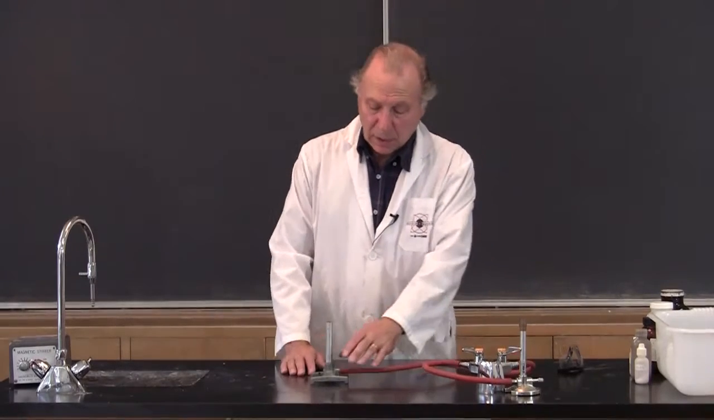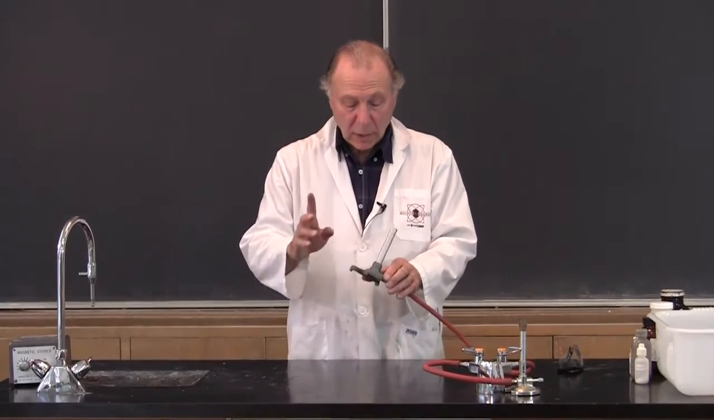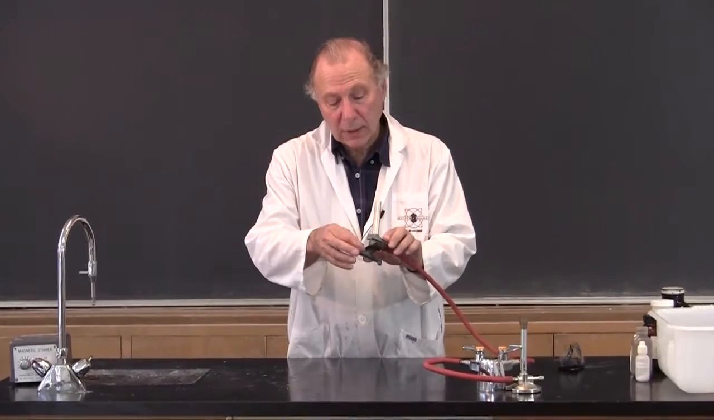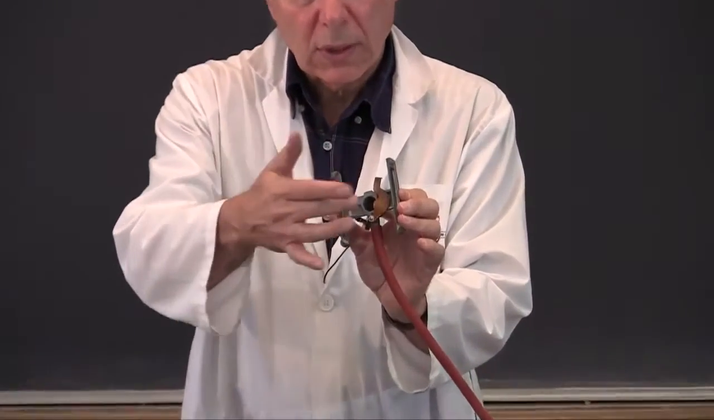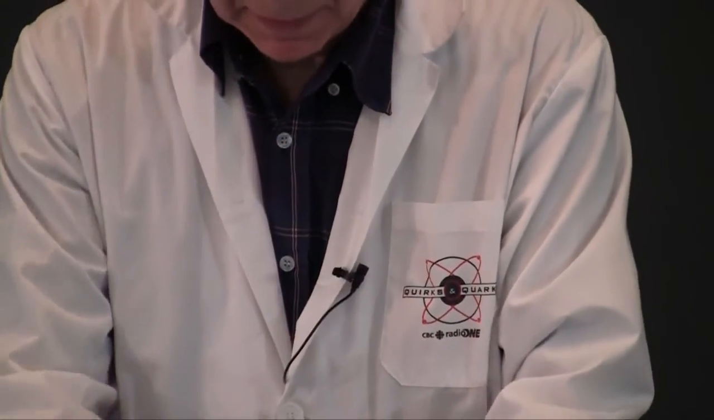Now, there's two ways of doing this, and one way is you require this type of a Bunsen burner, one that has a lever at the bottom and that opens like this. So this is the intake of air. So I'll use this one first.